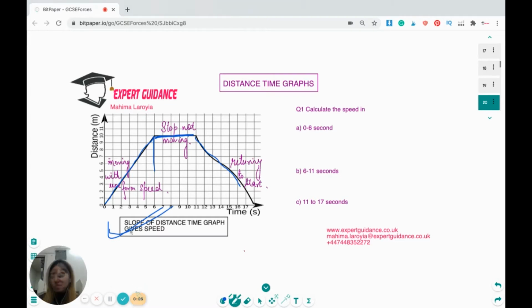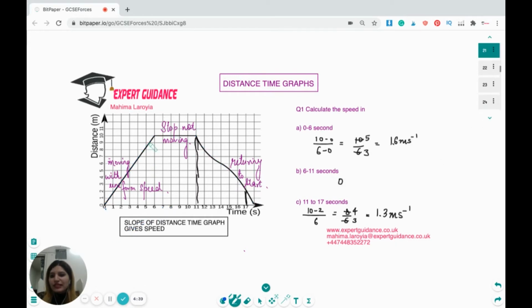Okay, so now we will have a look at a distance time graph question, and we'll see how we'll work that out. So we will have a look at this question where we need to calculate the speed from 0 to 6 seconds, that is the straight part of the graph. Calculate the speed from 6 to 11 seconds, that is this part of the graph, and 11 to 17 seconds. Okay, so you can have a go at this, pause the video, and then come back to check the answer.